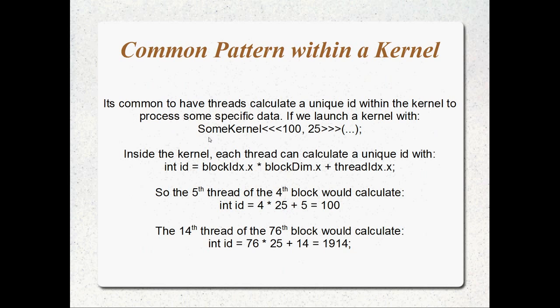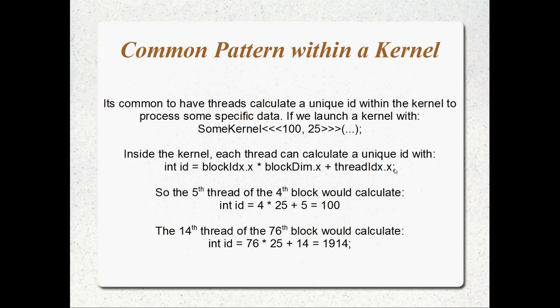If we launch a kernel with this, someKernel is the name of my kernel, then we've got our open triple chevrons, and for my launch configuration I say 100 blocks and 25 threads per block, and then I close my triple chevrons and put in the launch parameters. Inside the actual kernel itself, each thread can calculate a unique ID with something like int id equals blockIdx.x multiplied by blockDim.x plus threadIdx.x.